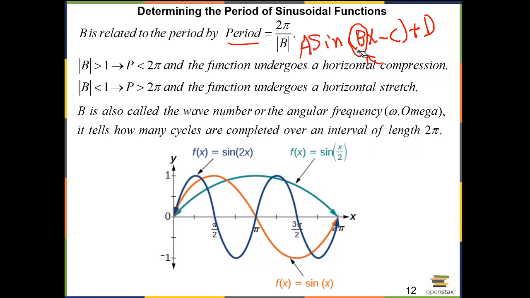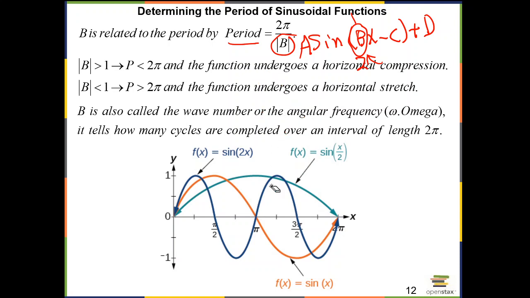Remember, b is a wave number, so that is how many cycles there are in 2 pi. So if you want to know the length of one cycle, from here to here, well, we take 2 pi and divide it by that number. Now, if that number is 1, then of course this distance is 2 pi. If that number is 2, then that distance is going to be pi, right?